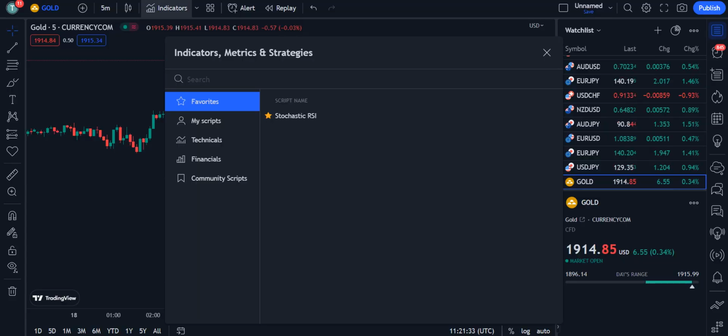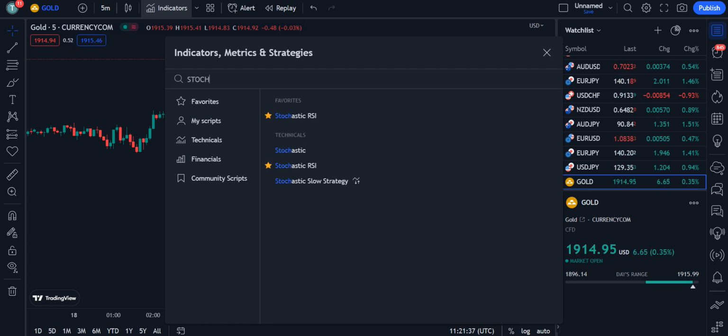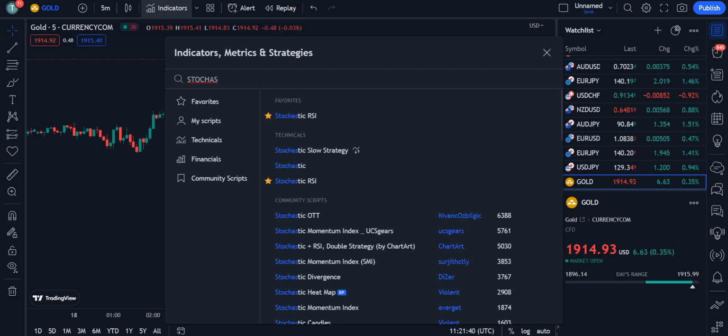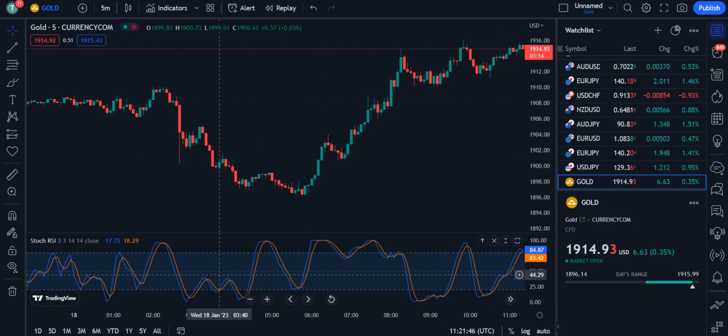Here you have to use one indicator, that is the stochastic RSI indicator. This is in front of you. Please click on it. It will be applied on your chart. From here you have to close this.